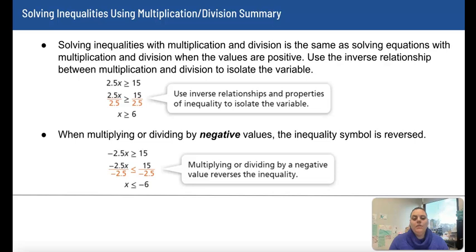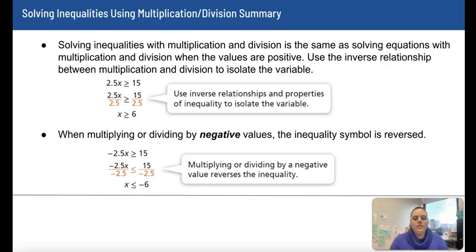Our summary is bulleted with 2 points. The first one being when we are multiplying or dividing with a positive value. So solving inequalities with multiplication and division is the same as solving equations with multiplication and division when the values are positive. Use the inverse relationship between multiplication and division to isolate the variable. So to put that in a little bit less wordy way, if multiplying or dividing by a positive number, we are just using the inverse operation.